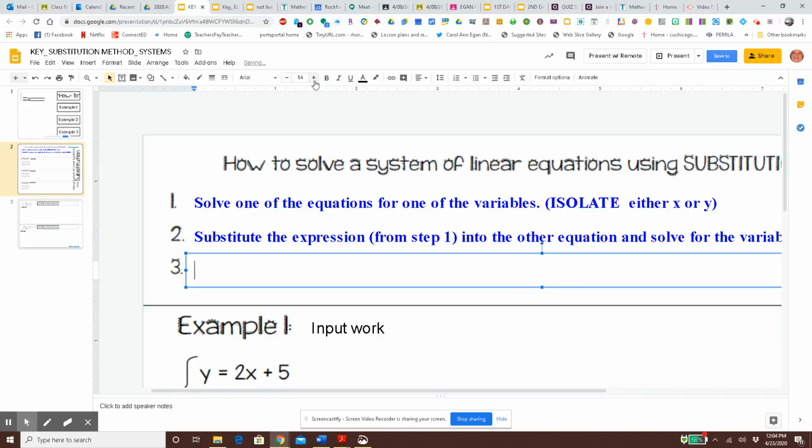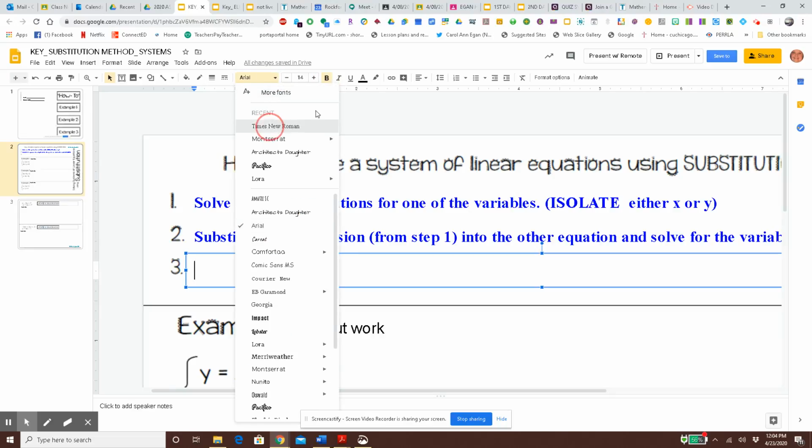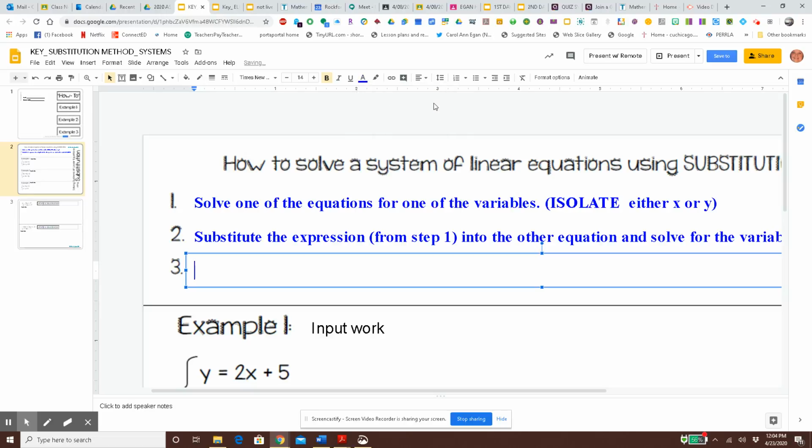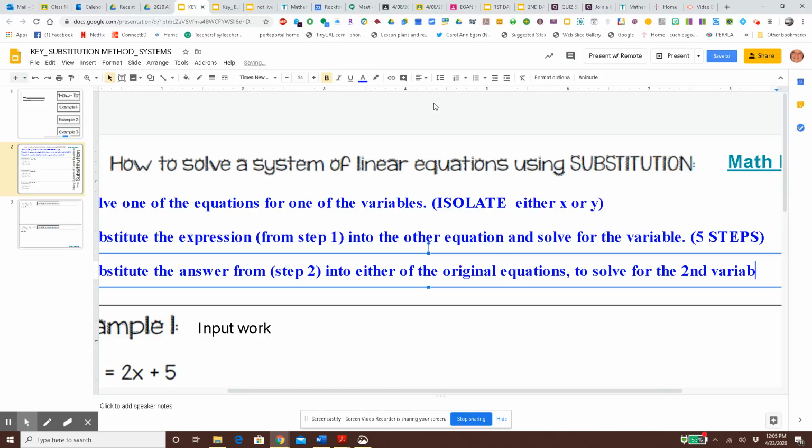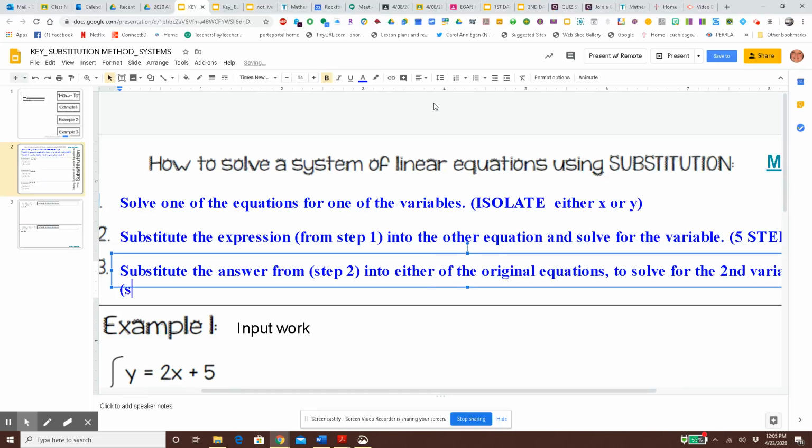So our third step, we want to substitute the answer from step 2 into either of the original equations to solve for the second variable. And again, we're going to use our 5 steps here.